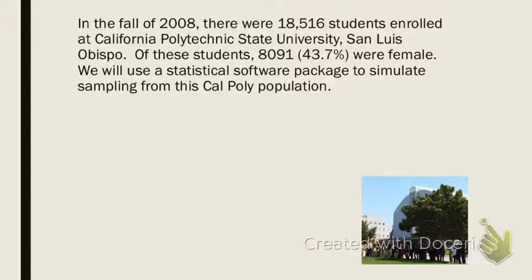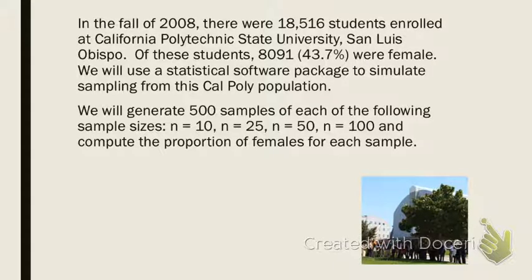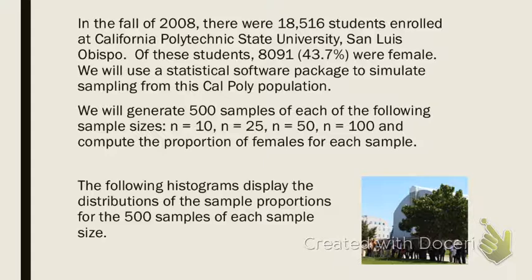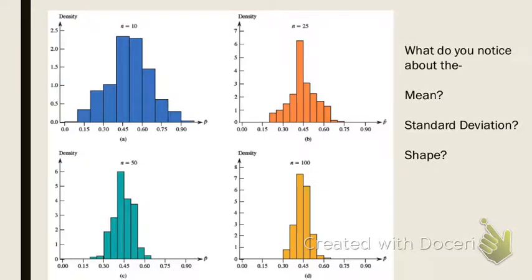Here's another example just to show you on a grander scale, because we kind of did a small scale. Here's a study that was done at Cal Poly. It said that 43.7% of the 8,091 students were female. So 8,091 would be my population. A computer software simulated four sampling distributions with sample sizes 10, 25, 50, and 100. And here are the pictures.